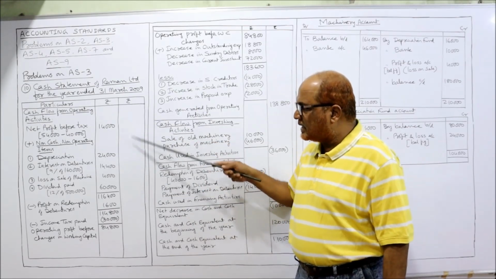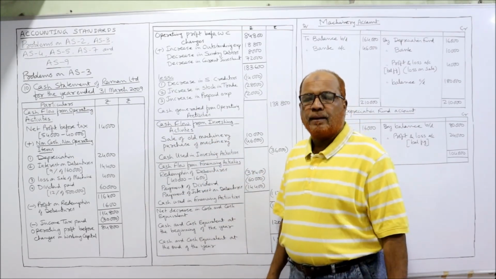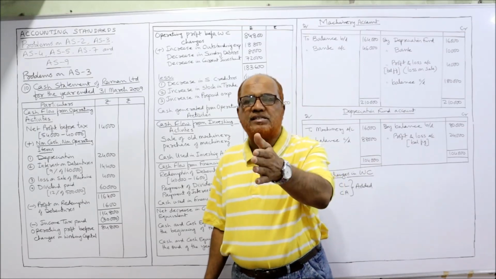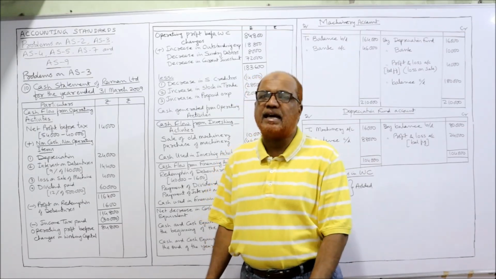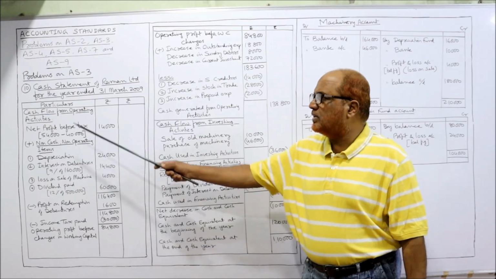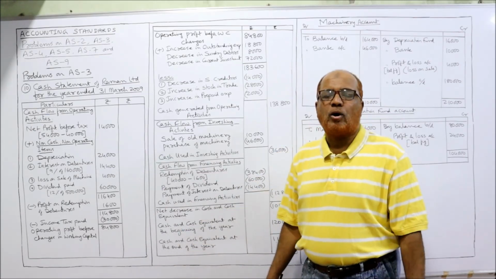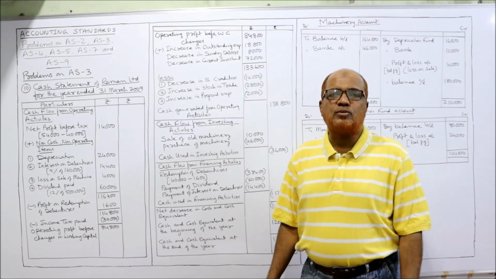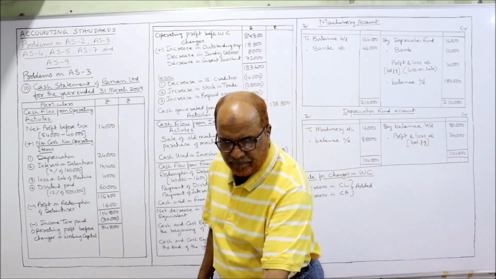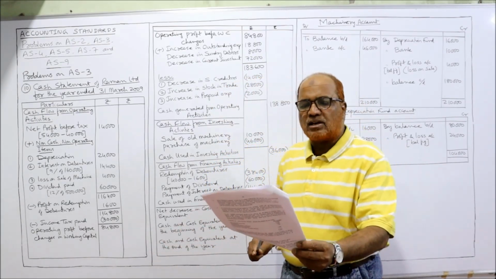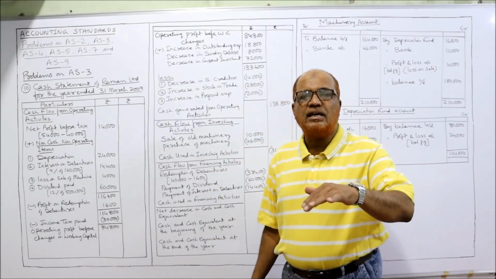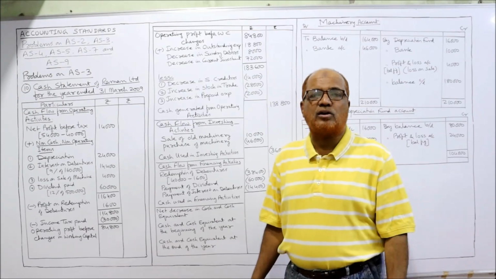Draw 2 columns at the extreme right hand side. 3 activities are there: operating activity, investing activity and financing activity. So first of all, we'll start with cash flow from operating activity. We will begin with net profit or profit and loss account. The profit and loss account last year was 40,000, current year is 54,000. So there is increase in profit and loss account.